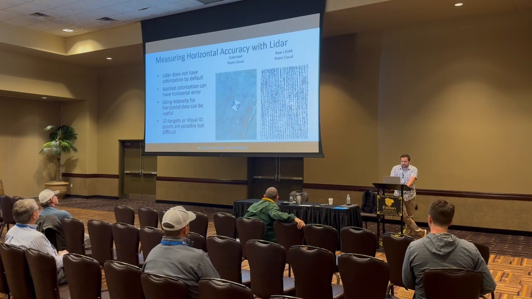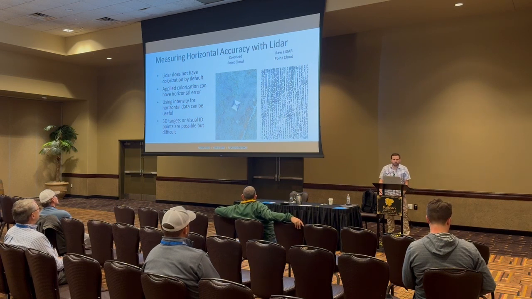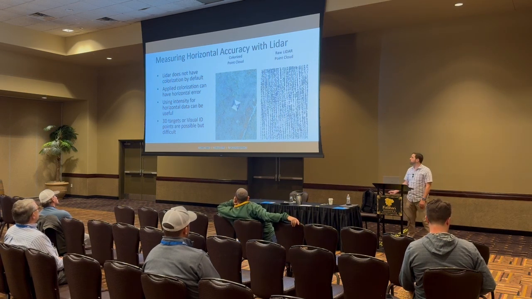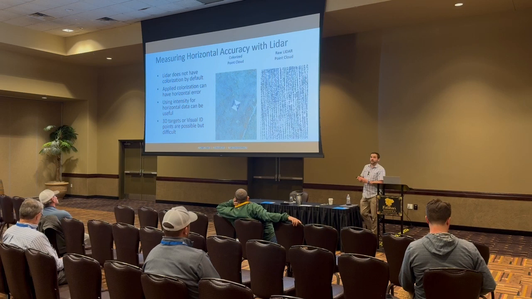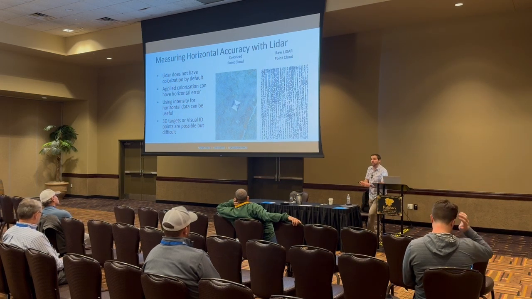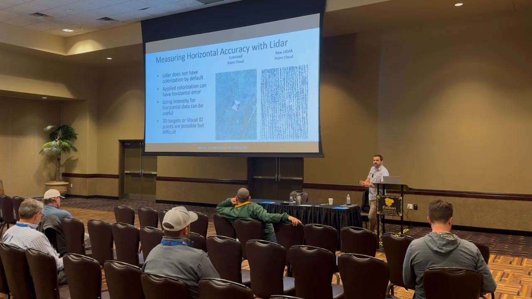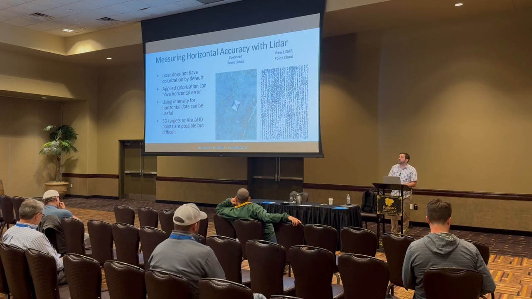Cool. Real quick thing for measuring and marking LiDAR control points. LiDAR does not have colorization by default. Any LiDAR that has a colorized point cloud typically gets the color applied to it from an image sensor that was flown with it. That's how things like the DJI sensors work, or the RoboSense ones, or that sort of thing as well. The colorization that is applied to a point cloud typically introduces additional horizontal error into it. So a lot of times you see LiDAR point clouds have pretty high horizontal error.